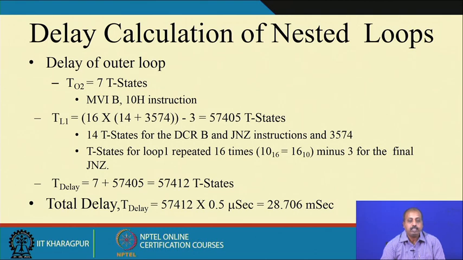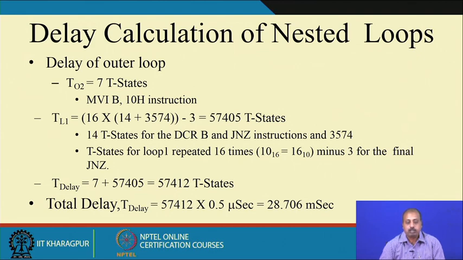So, that we can get the delay for the outer loop, minus 3, because for the last iteration the JNZ instruction will require fewer clock cycles. So, that gives a total of 57405 T states. Total delay produced by that nested loop pair is 7 plus this 57405, so 57412 T states is the total delay introduced. Now, if we assume that the clock period is 0.5 microsecond.